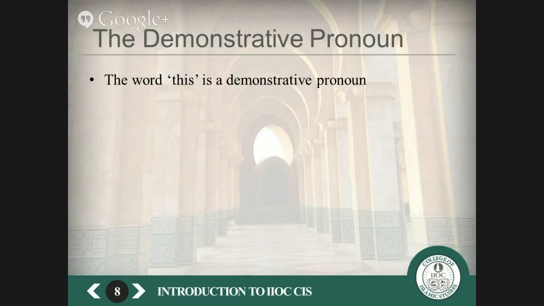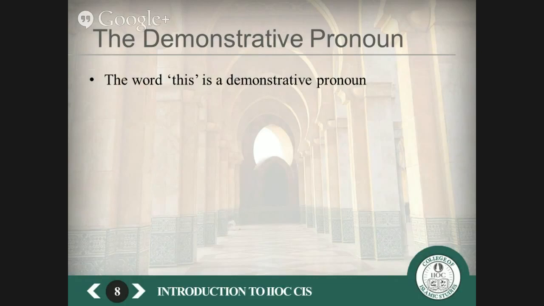So whenever something is near, you're going to say this. So if this pen is in front of me, I'm going to say this pen. Right? If this pen is farther away from me, this qalam is far, I'm going to say that pen. So this is used to refer to things which are near, and that is used to refer to things which are distant. Now if you say, well, what's the distance between them? How far do they have to be? 2 feet, 3 feet, 5 feet?